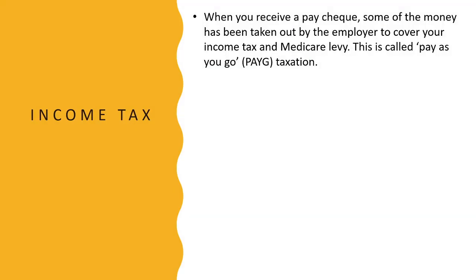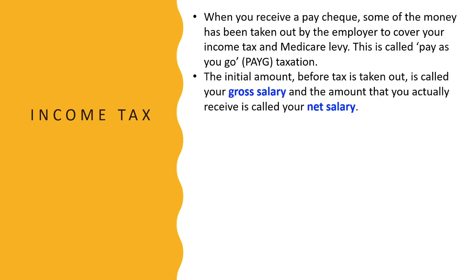When you receive a paycheck, some of the money has been taken out by your employer to cover your income tax and Medicare levy. This is known as pay-as-you-go or PAYG taxation. This means that at the end of the financial year, the tax department already has an amount saved aside for your tax payment, and you don't have to be finding the amount at that time.